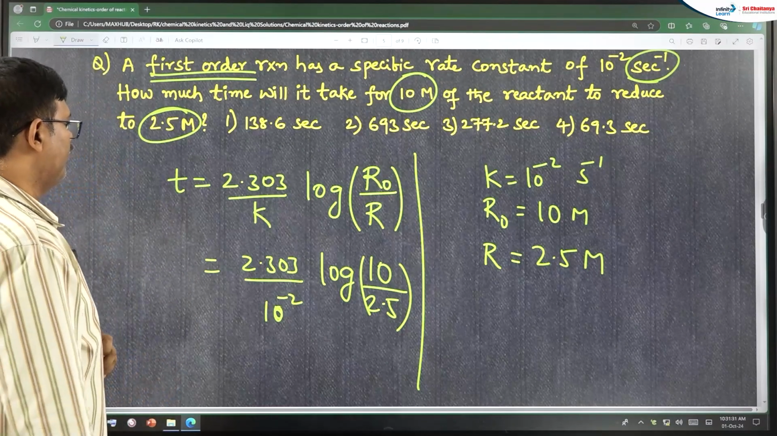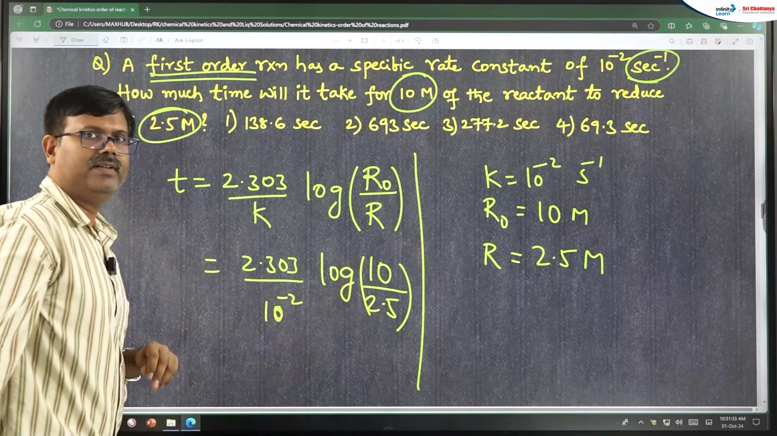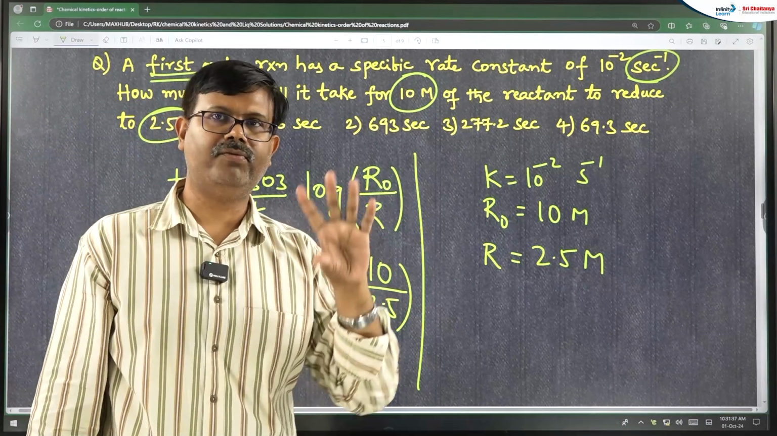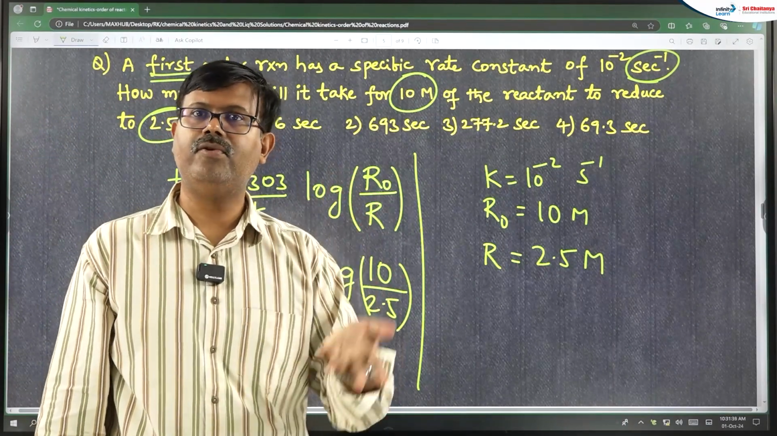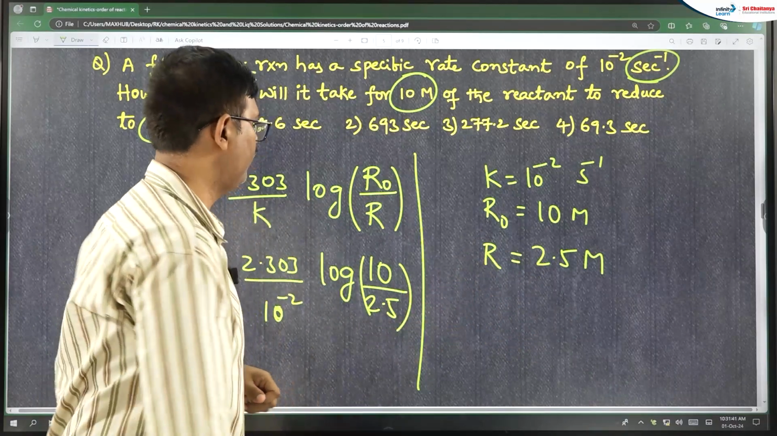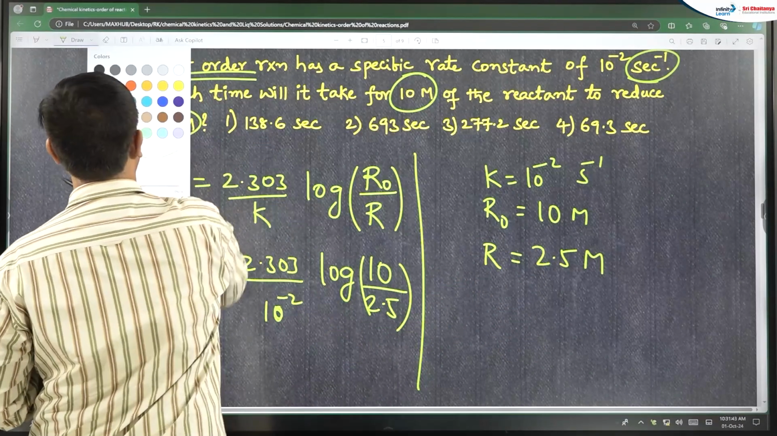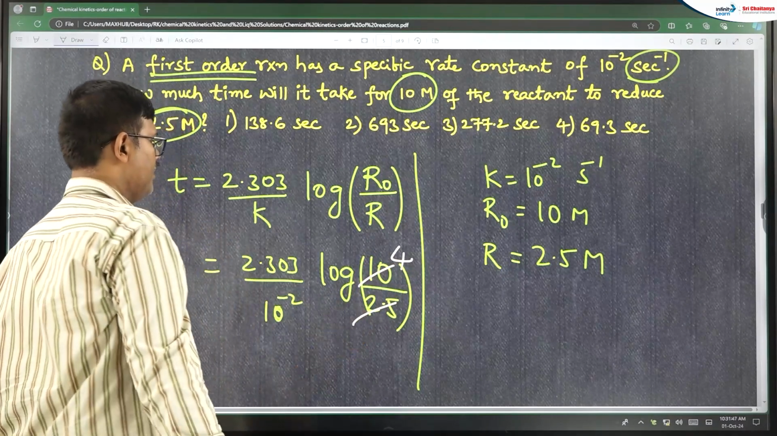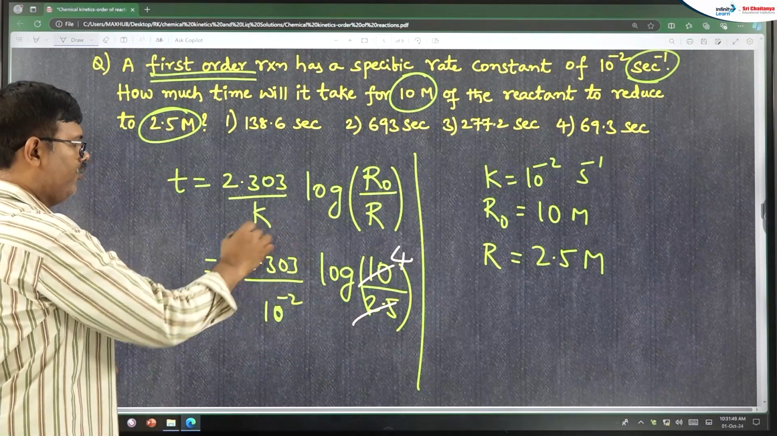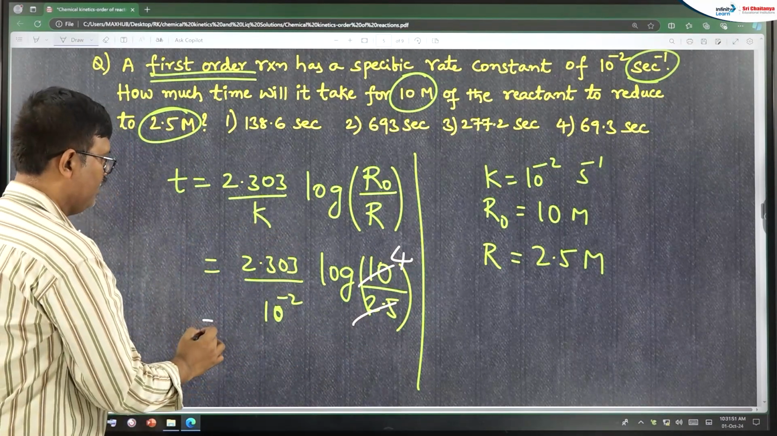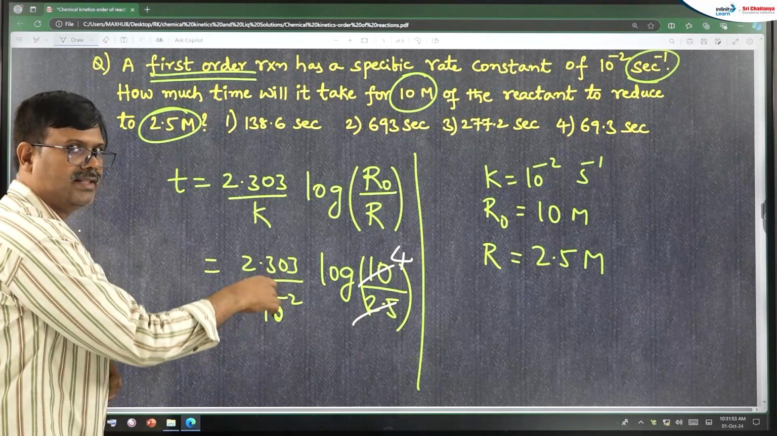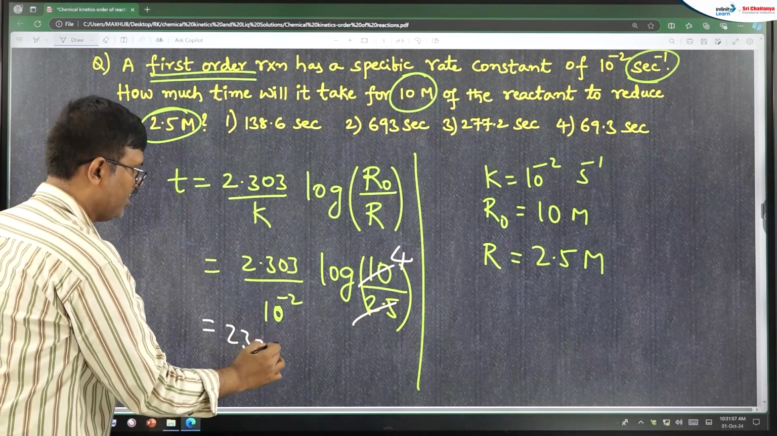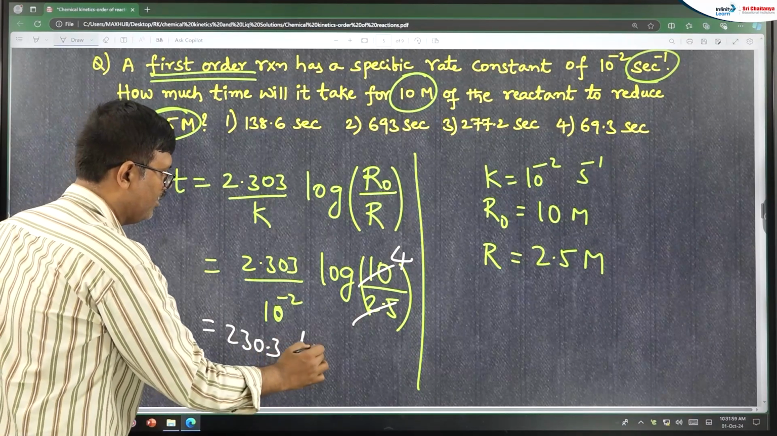Now 10 by 2.5 is how much? 2.5 into 2 is 5 and 2.5 into 4 is 10. So it is 4 times. And 10 power minus 2, if we take it to the numerator, it will become 100. 10 square means 100. Then it will become 230.3 log 4.